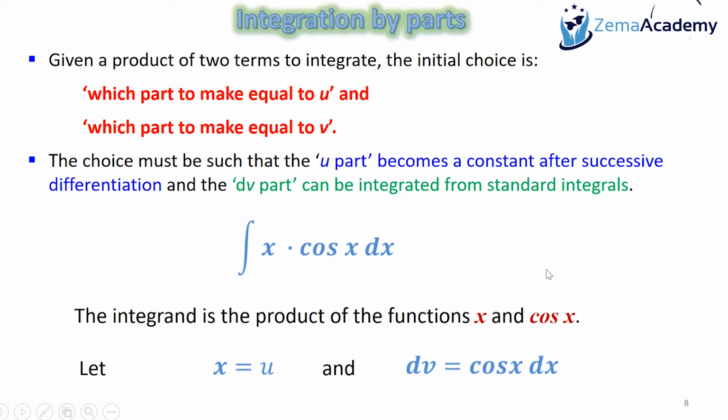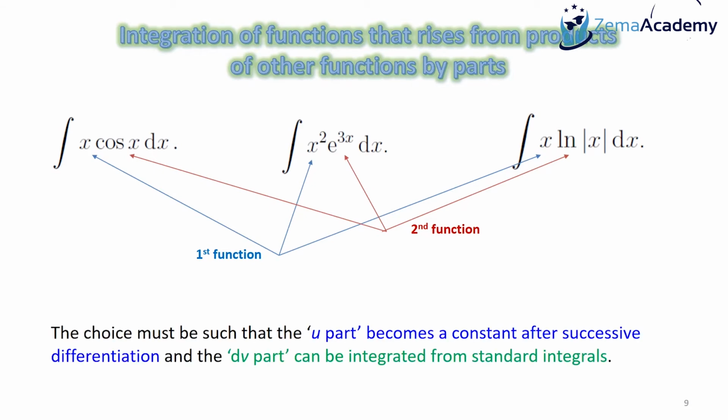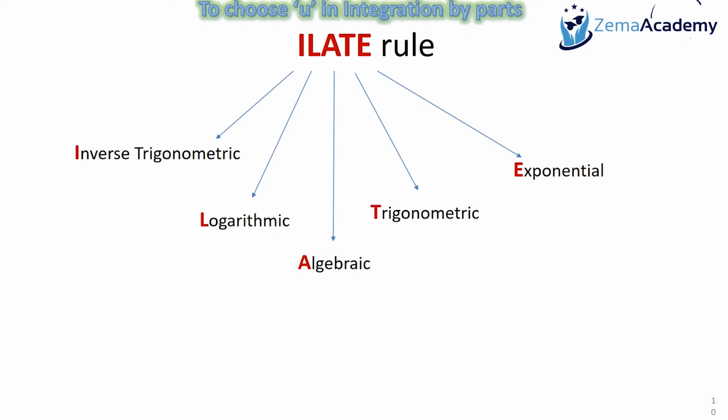Now, this was just a general explanation for you to look at the terms and to select. Just a reminder, these were the three examples, and all three had two functions, a first function and then a second function. Now, how to select which term needs to be u? Mostly there is a rule called the ILATE rule.